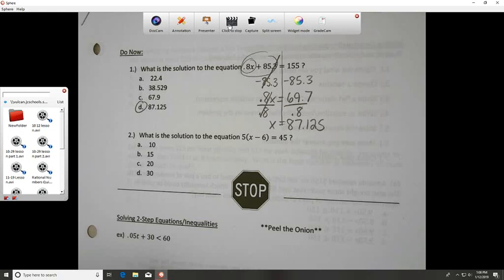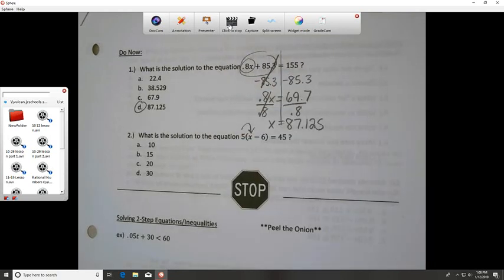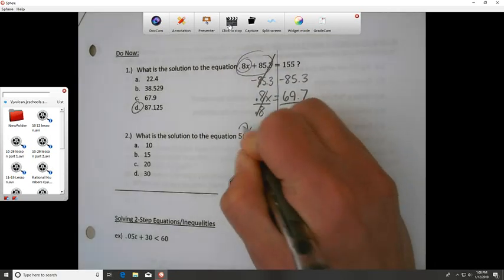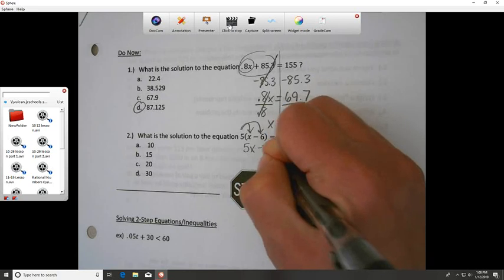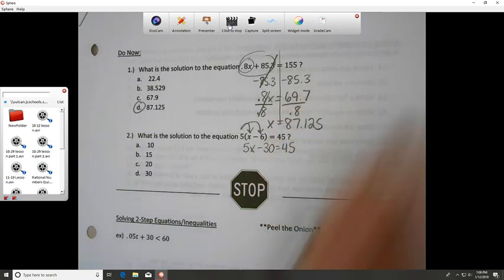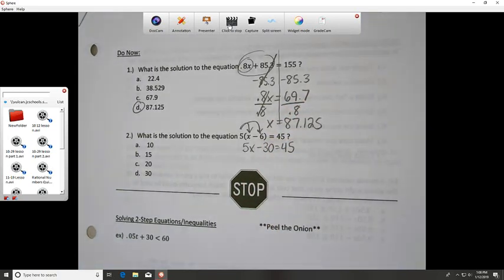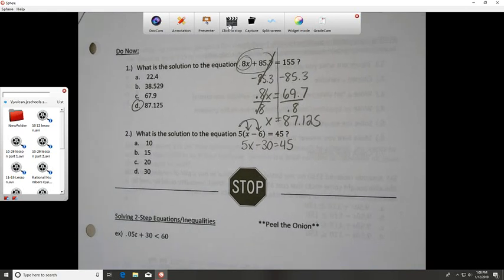For the second one, there was two ways that we could do this. The first way we talked about was by doing the distributive property. So 5 times x is 5x, and 5 times negative 6 is negative 30. And then we would solve that two-step equation. So add 30 to both sides, divide both sides by 5.